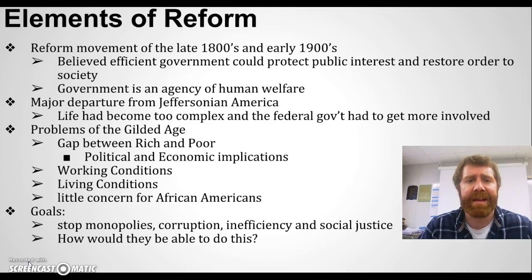The government would be the agency for human welfare. We're looking at government at the local, state, and national level. The progressives believed that efficient government could protect public interest and restore order to society. This is a major departure from Jeffersonian America.